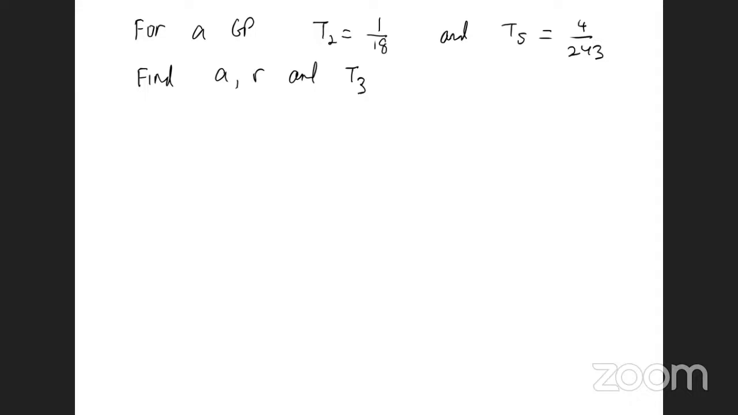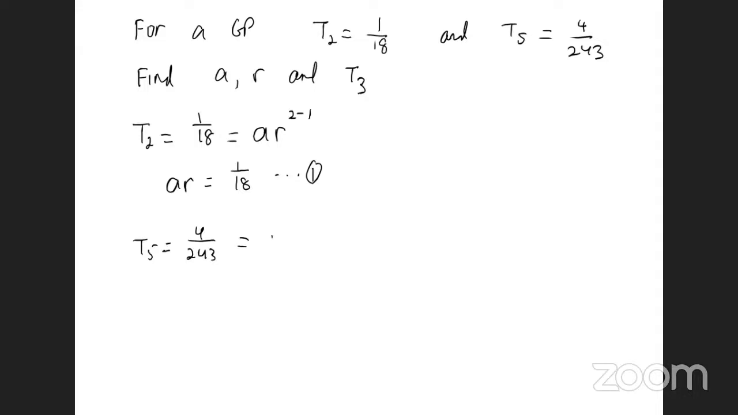Right, so let's just check out the equations. T2 is 1 over 18, which is AR to the 2 minus 1. So AR is equal to 1 over 18. That's the first equation. If you want, you can make A the subject. It's up to you. And then the fifth term is equal to 4 over 243, which is AR to the 5 minus 1, which means AR to the 4th is 4 over 243.